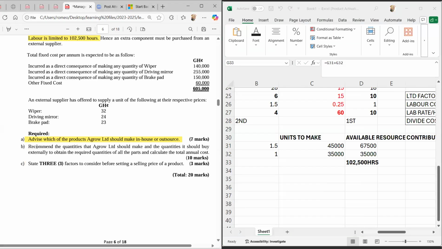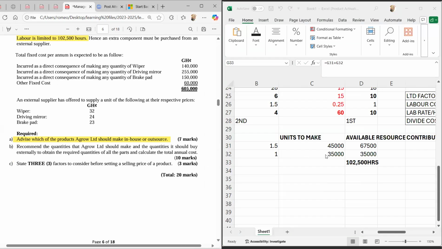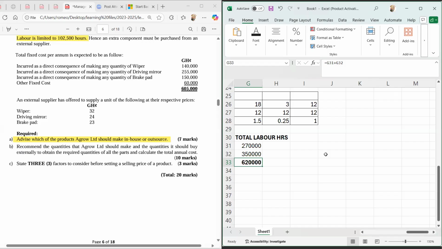And they said what? Recommend the quantities that Agro Limited should make, and the quantities they should buy, to obtain the required quantities of all parts and calculate the total annual cost. So these ones, when you just get there, you just replace it. It's just the same thing.